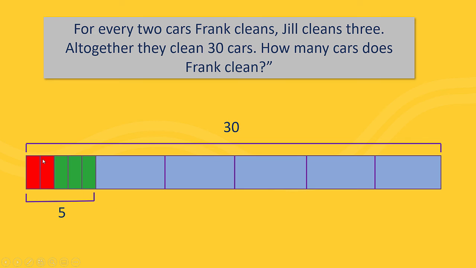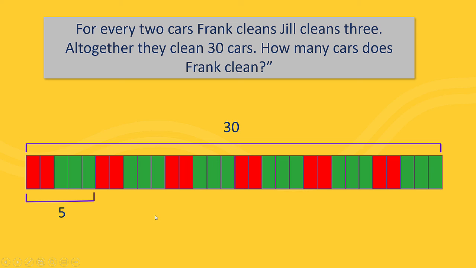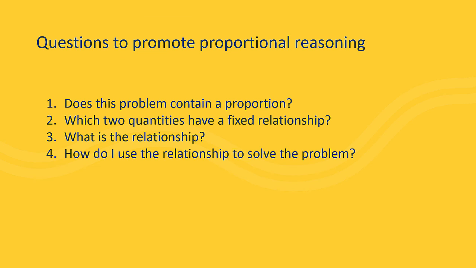And for every 5, Frank does 2, Jill does 3, so we could just put them in. So all the red ones are Frank: 2, 4, 6, 8, 10, 12, and all the green ones are Jill, all the way up to 30. So those diagrams are really useful ways of doing it as well.